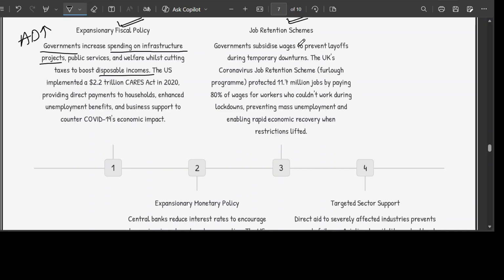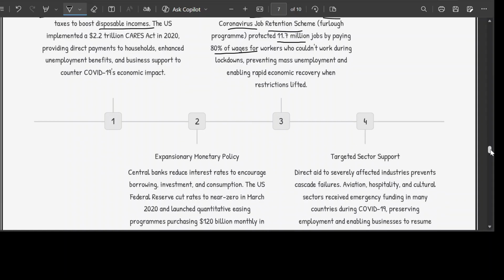Job retention schemes can also be one of the ways, where the government subsidizes wages to prevent layoffs during temporary downturns. One famous example is the UK's coronavirus job retention scheme, which protected 11.7 million jobs by paying 80% of wages for workers who couldn't work during the lockdowns, preventing mass unemployment.